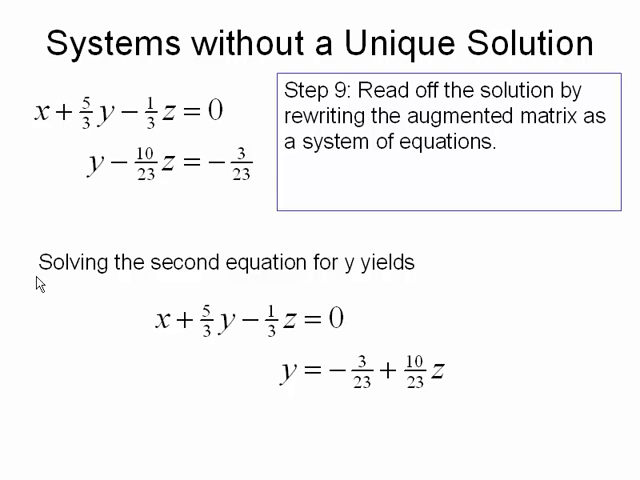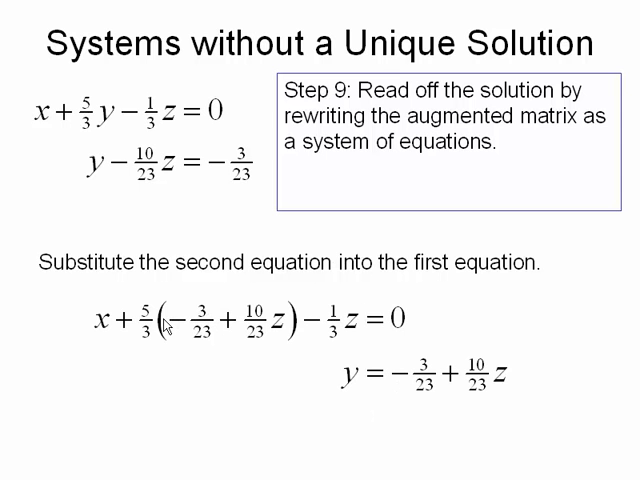I'm going to solve that second equation for y. To do that, I'm going to have to add 10/23 z to both sides. So the second equation becomes y equals negative 3/23 plus 10/23 z. Now I'll substitute that second equation into the first equation and simplify. So x plus 5/3 times what had been y but is now negative 3/23 plus 10/23 z, minus 1/3 z equals 0.